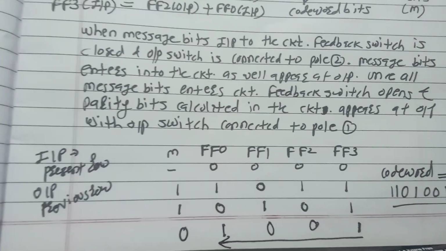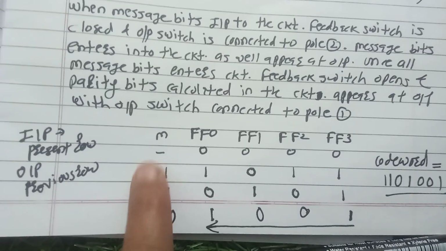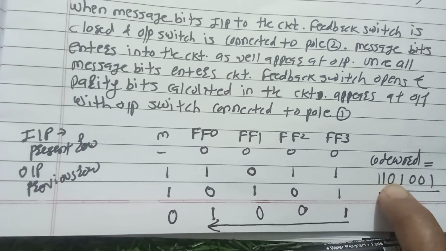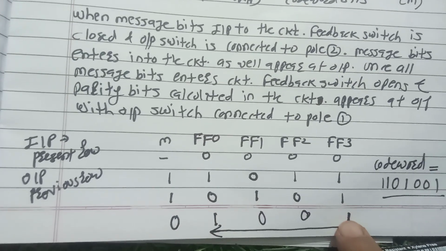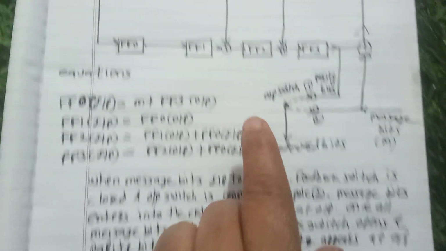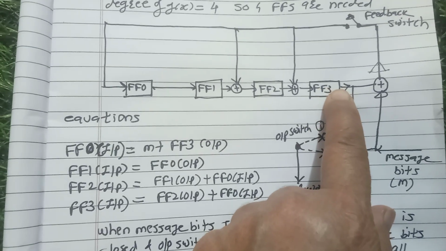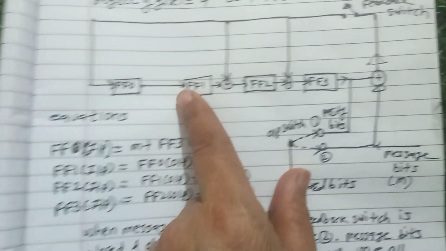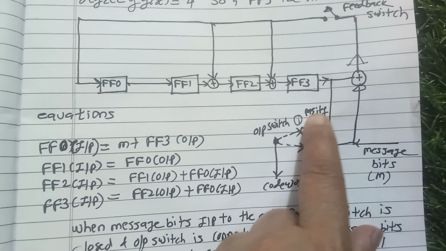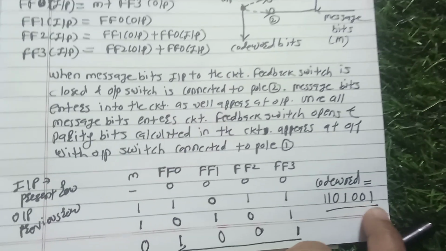For writing the code word, the message is 110. So first write message 110, and the sequence is from flip-flop 3 to flip-flop 0. So 1 0 0 1, because firstly the parity output comes. You can see in this circuit, flip-flop 3 output will appear first. That's why you have to write flip-flop 3 output first. So 1 0 0 1.